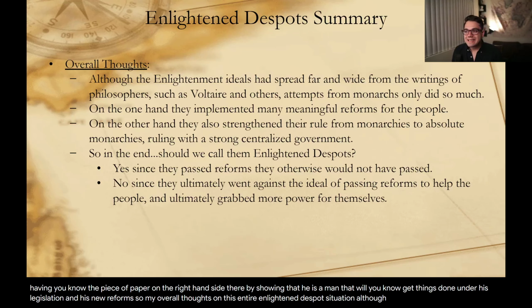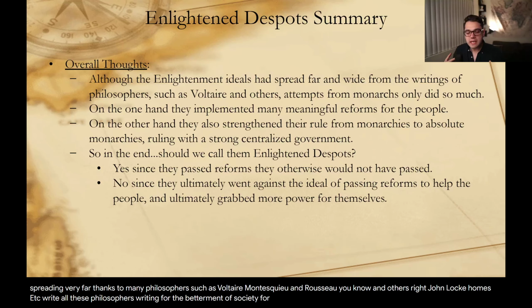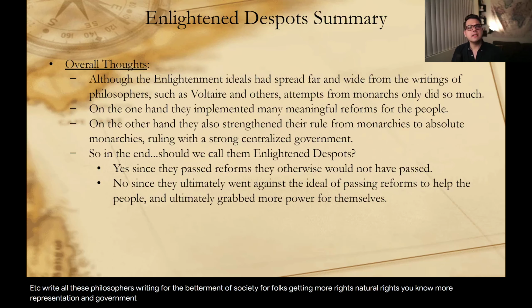Although these Enlightenment ideals were spreading very far, thanks to many philosophers such as Voltaire, Montesquieu, Rousseau, and others, right? John Locke, Hobbes, etc., right? All these philosophers writing for the betterment of society, for folks getting more rights, natural rights, more representation in government, etc., right? All these radical ideals at the time.